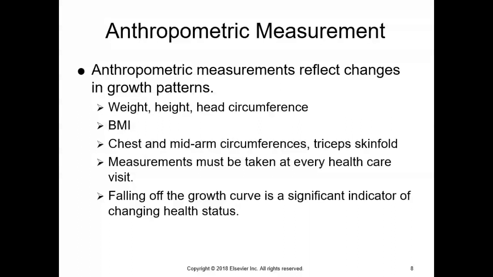This recording will continue the lecture on physical assessment of children. Anthropometrics entails measuring the human body and assessing nutritional status as well as growth and development. Weight, height, and head circumference are always measured in children and are compared with averages for age group and gender.